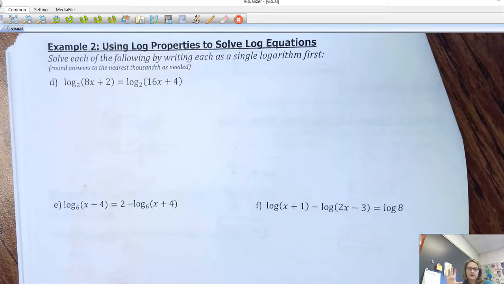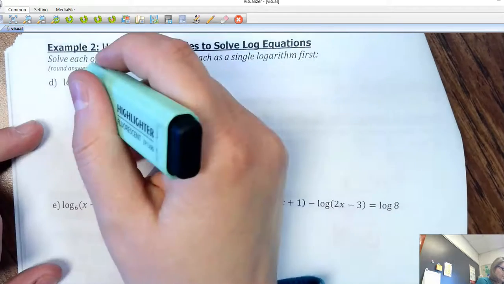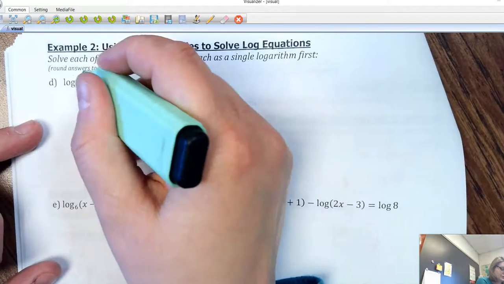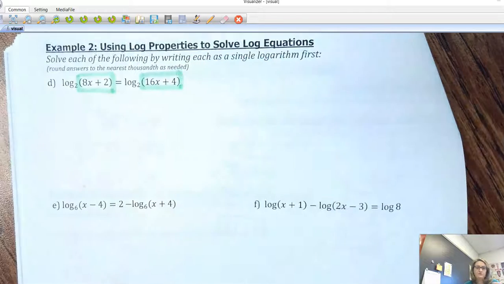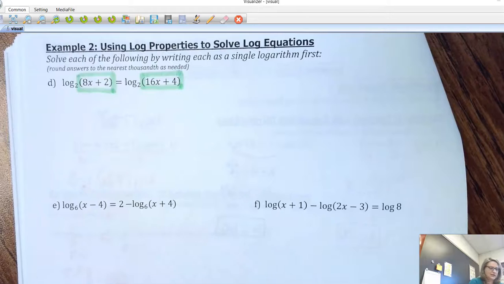Okay, now some of these on the back are a little bit trickier. Some of them not. It just depends on the question. Each one's a little bit different. The first one I have on the back, I just have log base 2 of 8x plus 2, log base 2 of 16x plus 4. Now I'm looking at this and I'm like, sweet, because these are both log base 2. So if they're both log with the same base, log base 2, that forces whatever I'm taking the log of for both to be equal. So I can just get rid of the log there, not even think about it.